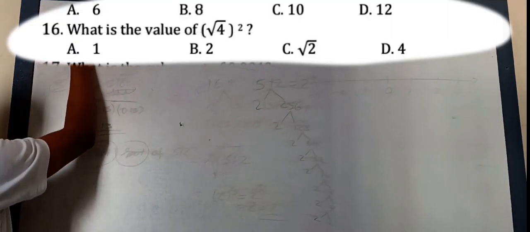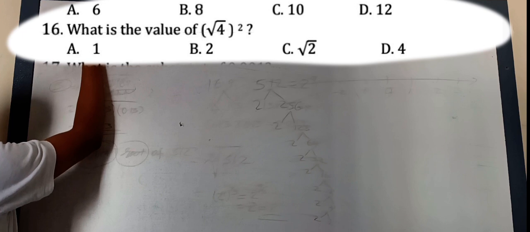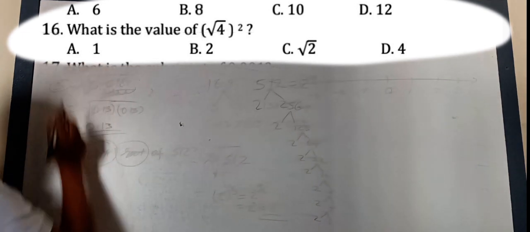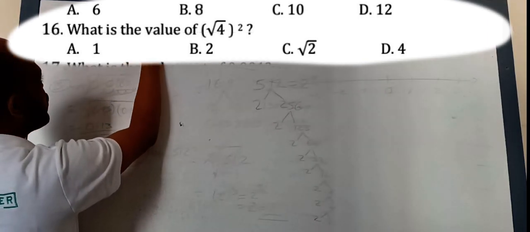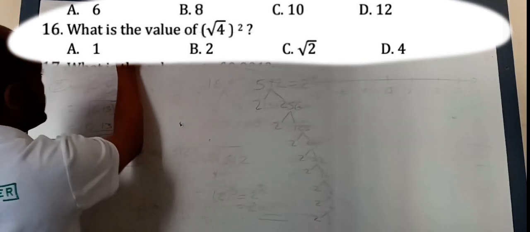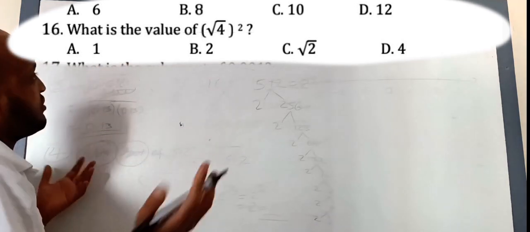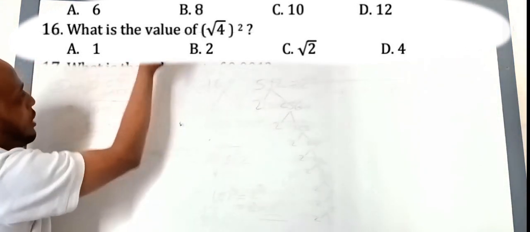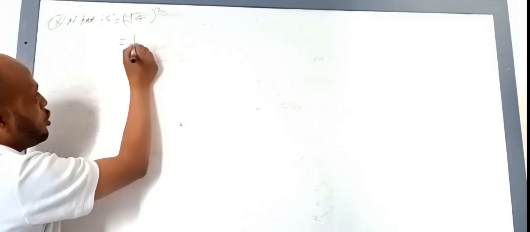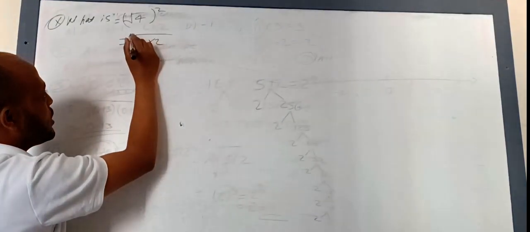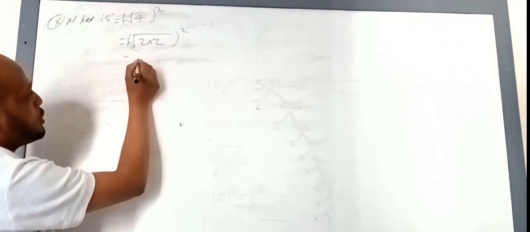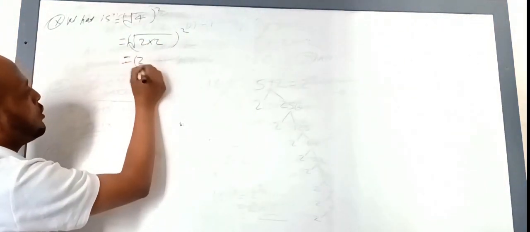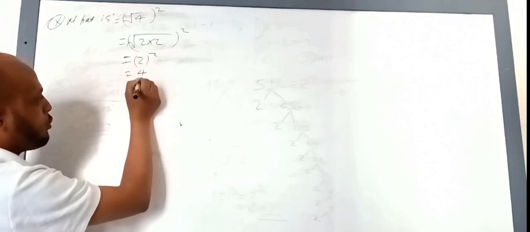What is the square root of 4 squared? We can do this in two different ways. First of all, I can take out this. 4 means 2 times 2, so that is 2 times 2 in brackets to the power of 2, which means it is the root of 4, which is equal to 2 to the power of 2, which is equal to 4.